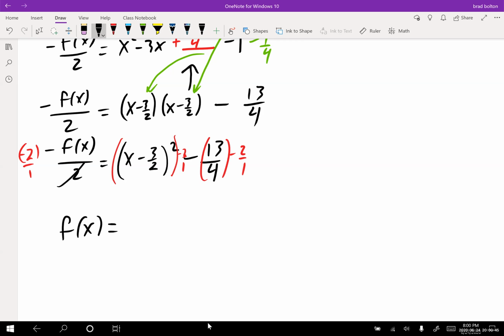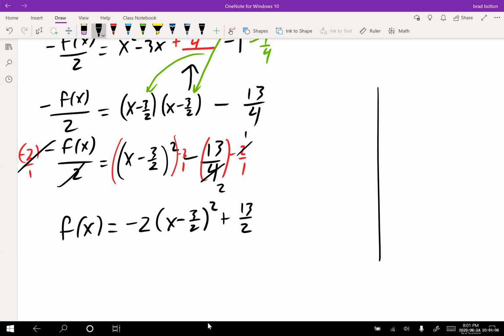So then this will cancel with this, and we'll just be left with f of x. And now this will become -2 times x minus 3/2 quantity squared. And then that will cancel, and that will become 2. So this will become plus 13 over 2. Okay? And 13 over 2 is what, 6.5? So now, when we go to graph, okay, it's not ideal. This wasn't maybe the best problem to pick first.